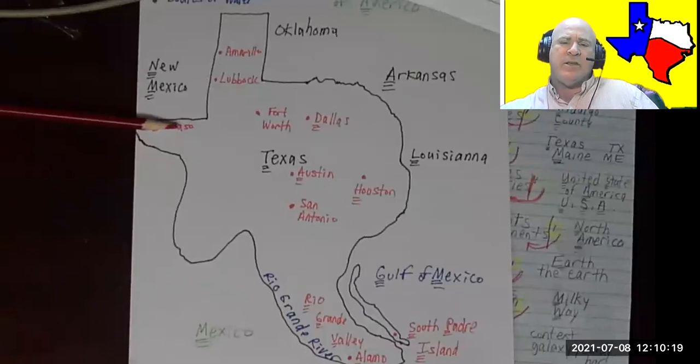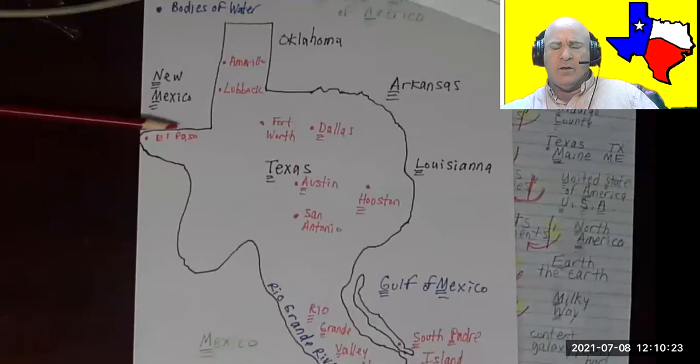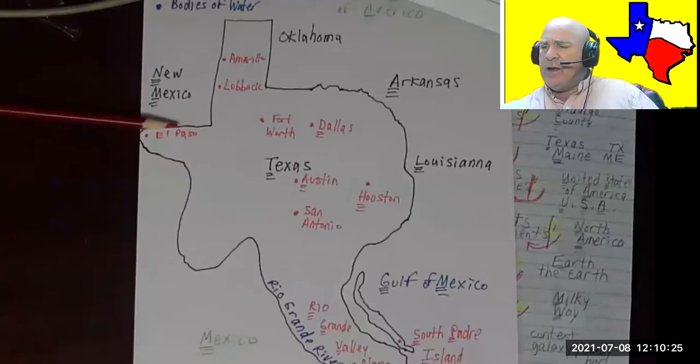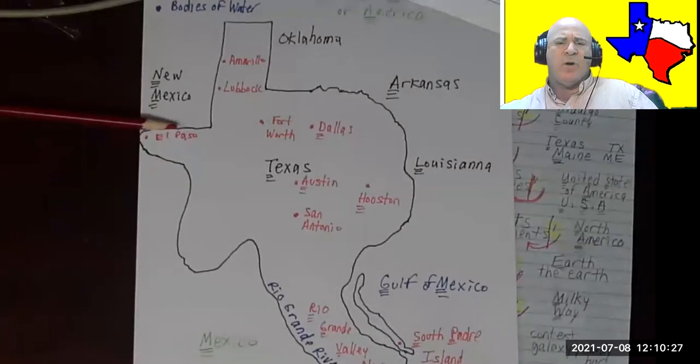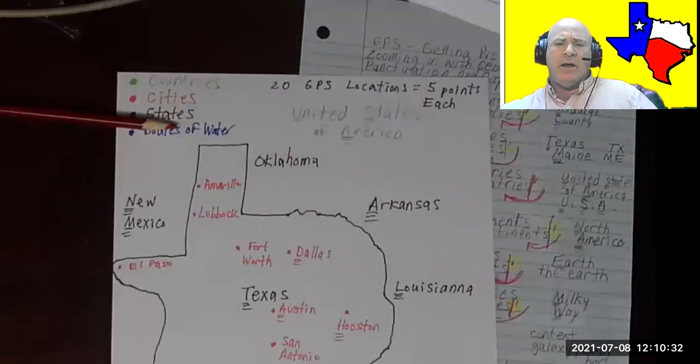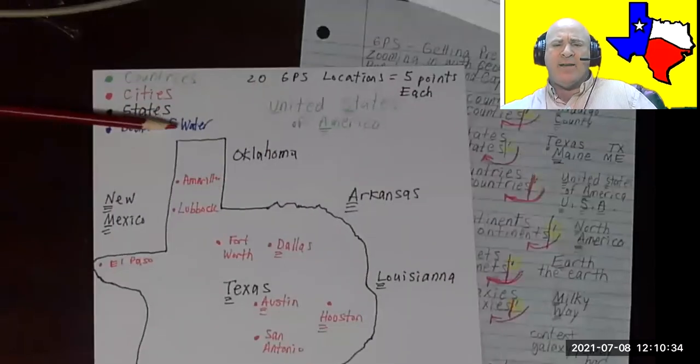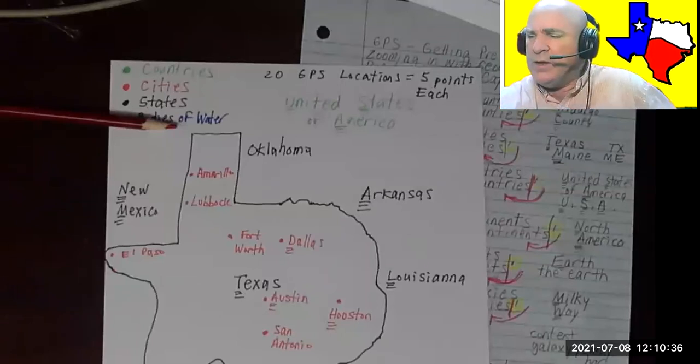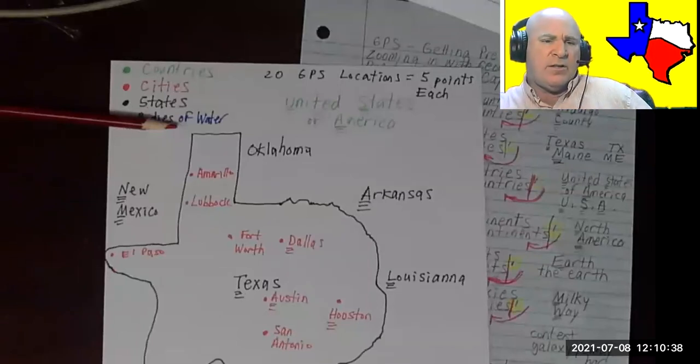All right, as you can see, I used black for the drawing of the state, and I want you to see there's 20 GPS locations in and around Texas that are going to be worth 5 points each. And I want you to see the colors that I use.